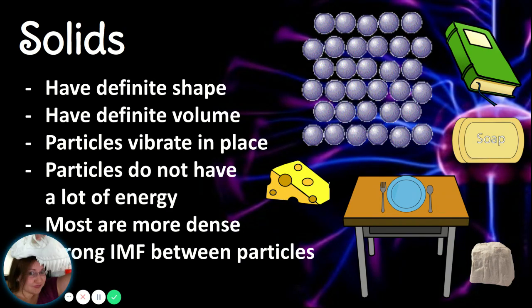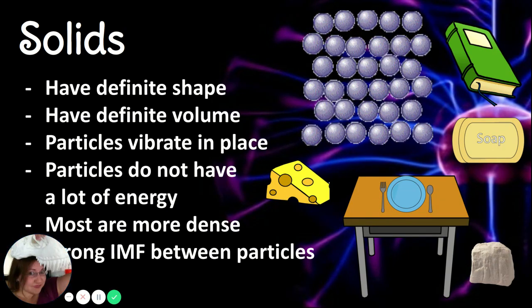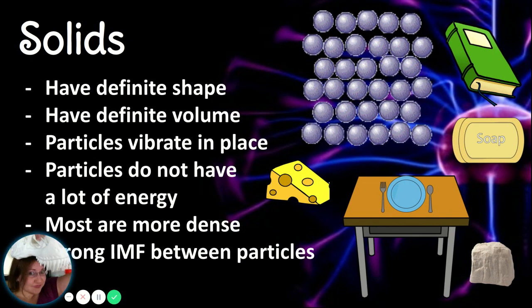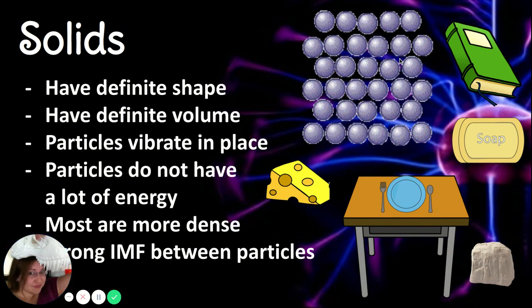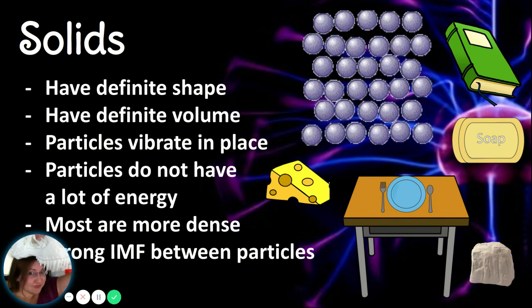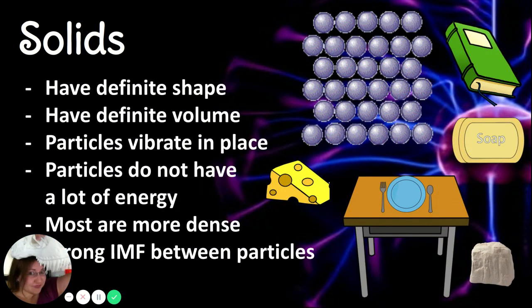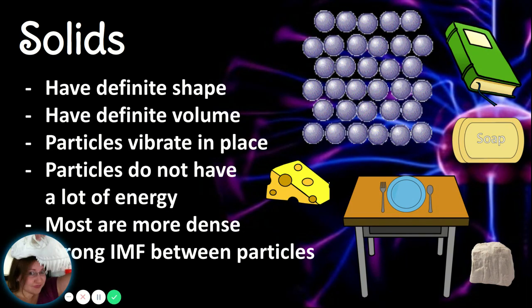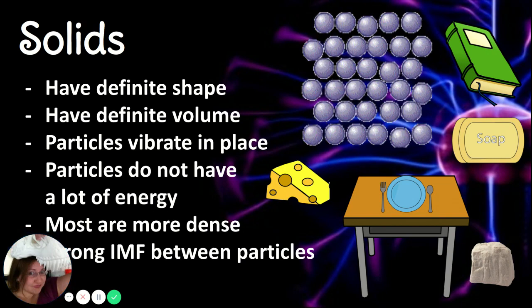The particles in a solid are going to be moving very slowly because they do not have a lot of energy. In fact, they're going to be in a specific location, structured in a specific manner, and they'll vibrate in place, much like we see in this image here. So the particles are packed closely together. It's very dense for most solids, and they just kind of shake in place. And there's a strong intermolecular force between these particles, which means they're all kind of tugging on one another and they're strongly held into that location.